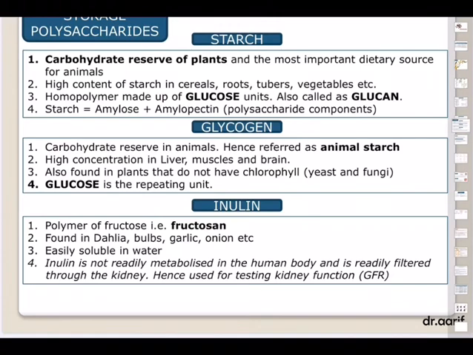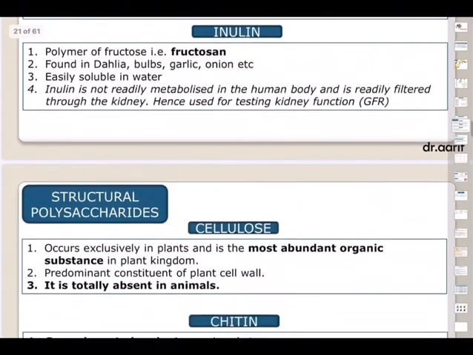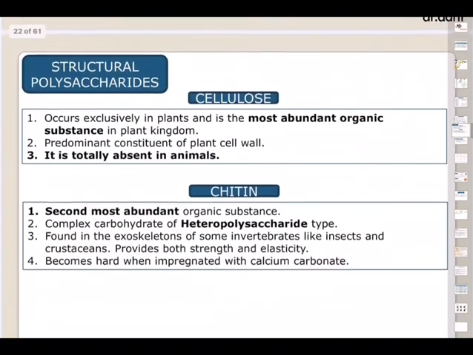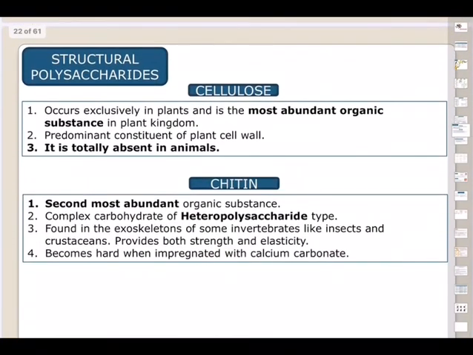Also found in organisms that do not have chlorophyll, like yeast and fungi. And glucose is the repeating unit. What about inulin? It's a polymer of fructose. So we say fructosan, found in dahlia, bulbs, garlic, onion, etc. It is soluble in water easily. It is not readily metabolized in the human body and is readily filtered through the kidney, hence used for testing kidney function, that is glomerular filtration rate, GFR.